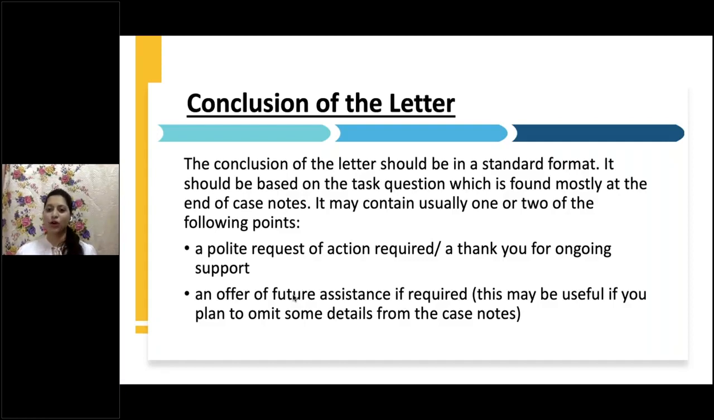Please do not write thanks a lot. That is basically informal language. So always stick to thank you. That is formal language. Another point is an offer of future assistance if required. So this may be useful if you plan to omit some details from the case notes. Say your letter is becoming too big and you've omitted a few details, you can always include this.